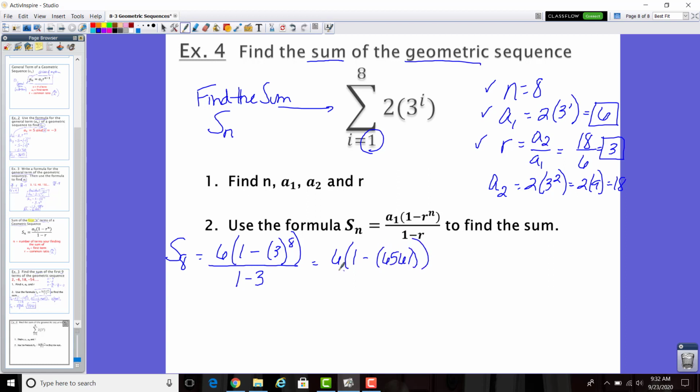6,561. And on the bottom, 1 minus 3 is negative 2. So 1 minus 6,561 is going to give us negative 6,560. Again, I'm dividing that by negative 2.